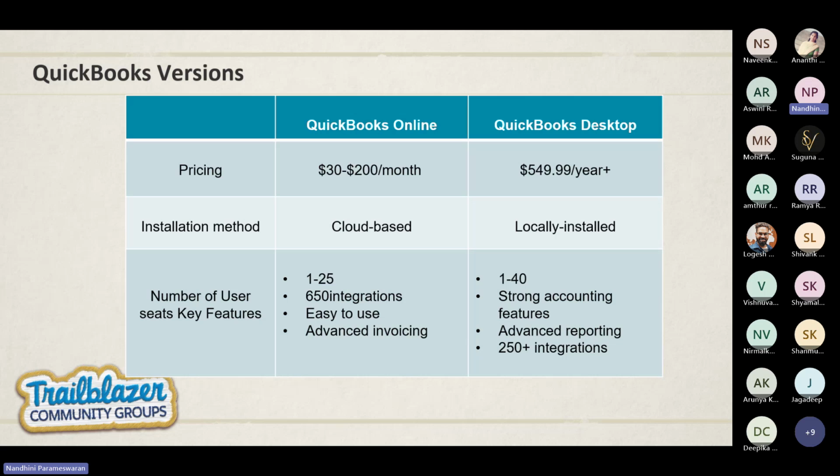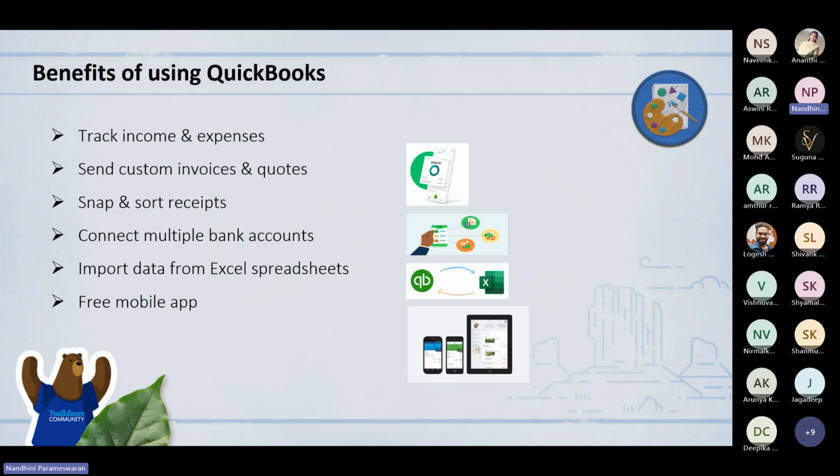When it comes to QuickBooks Online, we can have access for up to 25 users, and we can integrate around 650 apps here. It's very easy to use, and the invoicing and reporting are at an advanced level. When it comes to desktop, the reporting and invoicing are also at an advanced level, and we can integrate up to 250 apps here. We have strong accounting features, and we can have access for up to 40 users here.